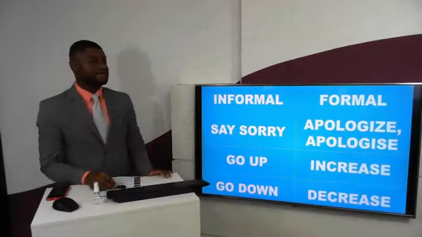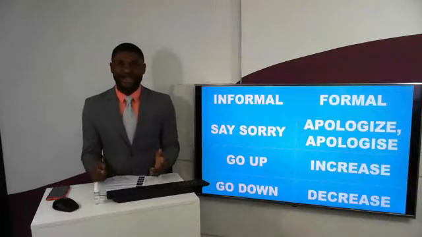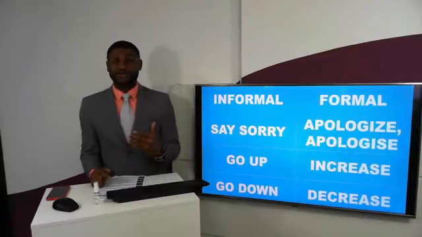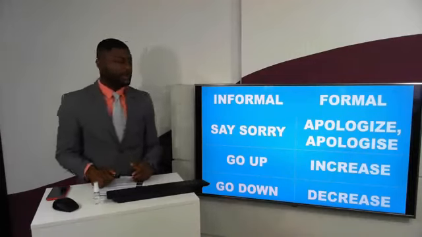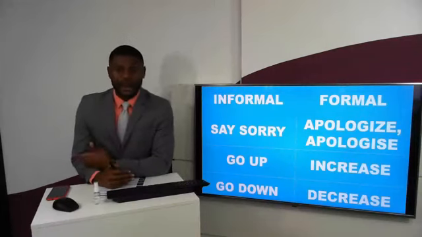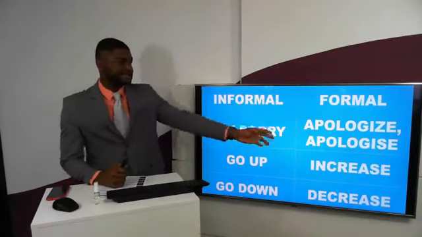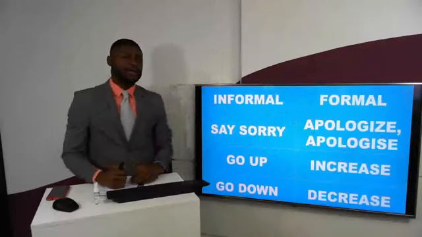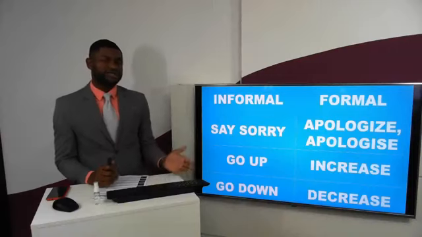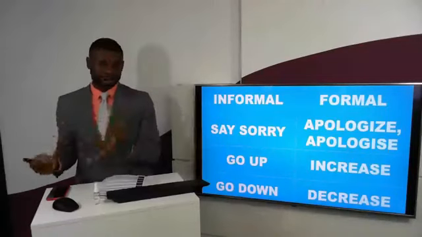Formal words and informal words. Now we say sorry every time, like when you do something wrong, you say I'm so sorry. But this sorry is informal. The right way to apologize in a formal setting is we say apologize, or I demand an apology. You don't say sorry for what you've done. When you say sorry for something you've done, it's an informal way of talking to people.